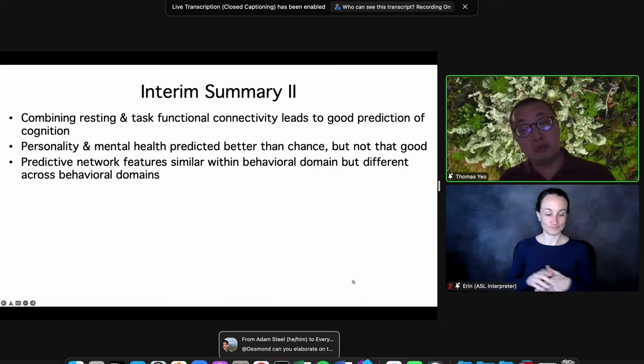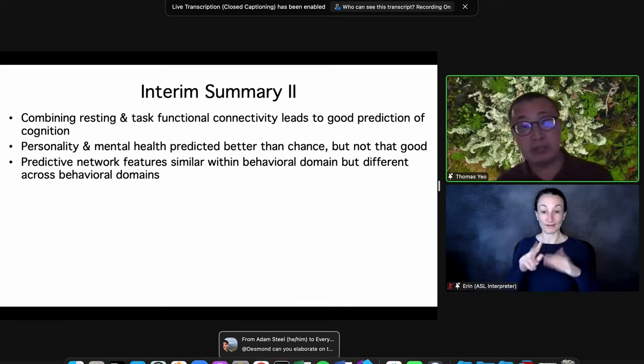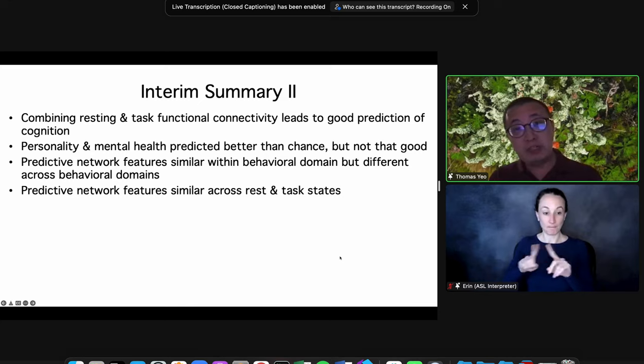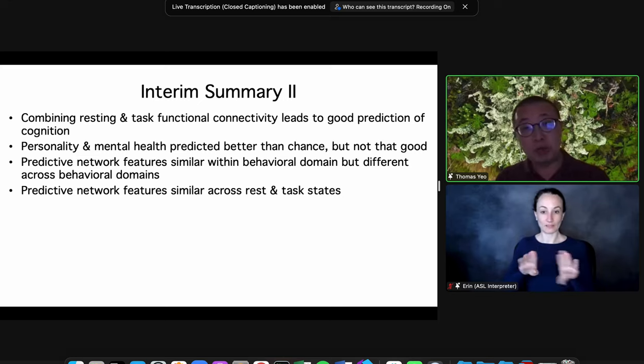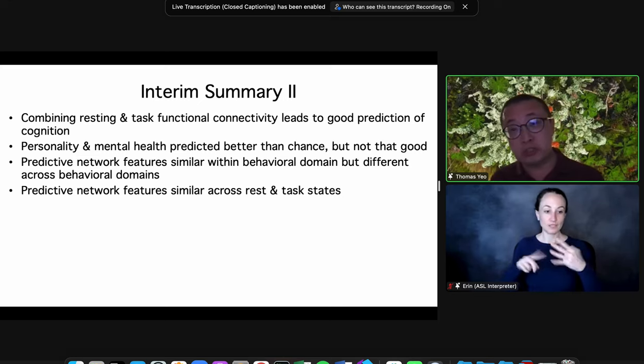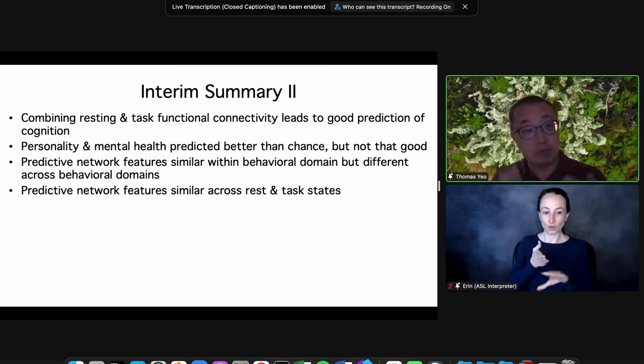We find that predictive network features are similar within behavioral domains, but different across behavioral domains. Predictive network features are also similar across resting and task state. And overall, we found shared brain network features that account for individual differences within broad behavioral domains. But these network features are different across behavioral domains.